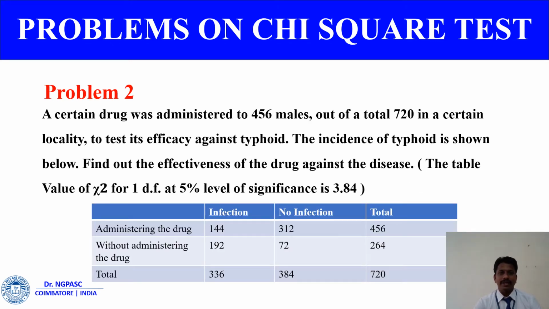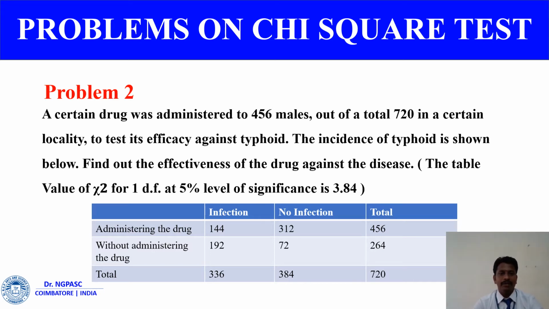Next, we are going to see problem number 2. A certain drug was administered to 456 males out of a total of 720 in a certain locality to test its efficacy against typhoid. The incidence of typhoid is shown below. Find out the effectiveness of the drug against the disease. The table value of chi-square for 1 degree of freedom at 5% level of significance is 3.84.